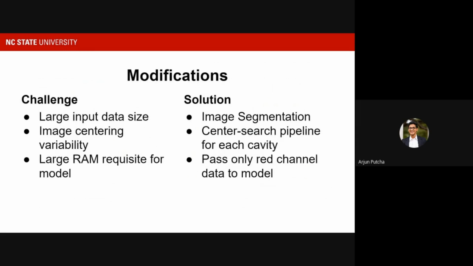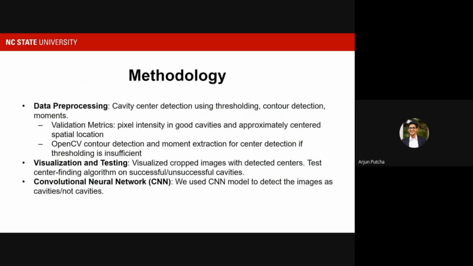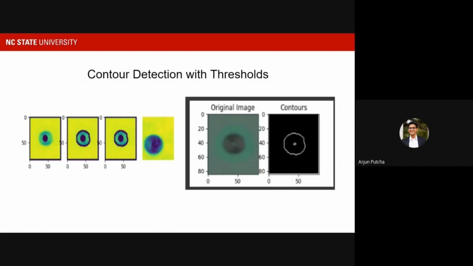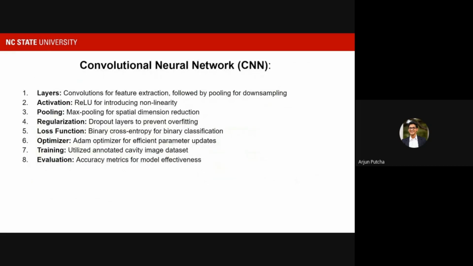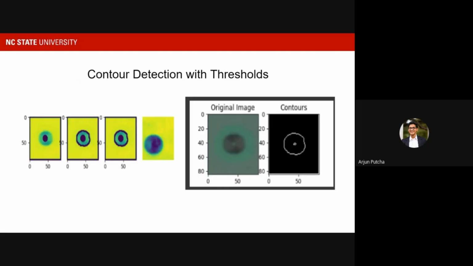So what we ended up doing, as Xavier mentioned, was creating an image segmentation and center search pipeline to constrain the size of each image to that of a single cavity. We used a contour detection algorithm from OpenCV to find the edge of a cavity. We take the average of it, and we have some validation metrics to confirm the center found is likely a probable center. Once that is found, we take that center and expand it by a finite number of pixels to create a 64 by 64 image of what should be just a single cavity. I'll hand it off to Akash to talk about the CNN model.